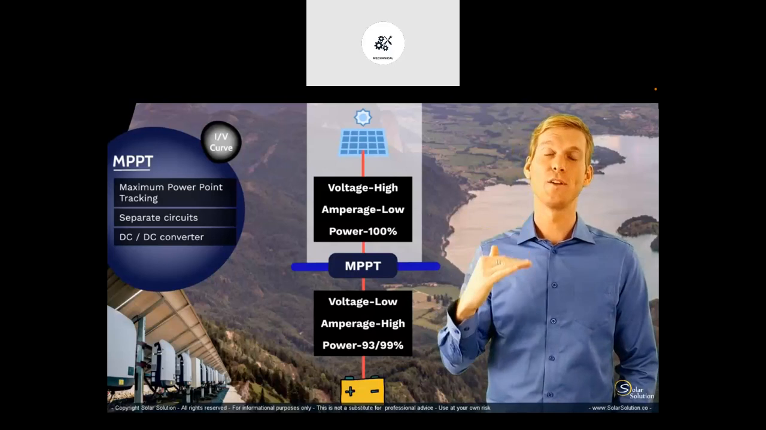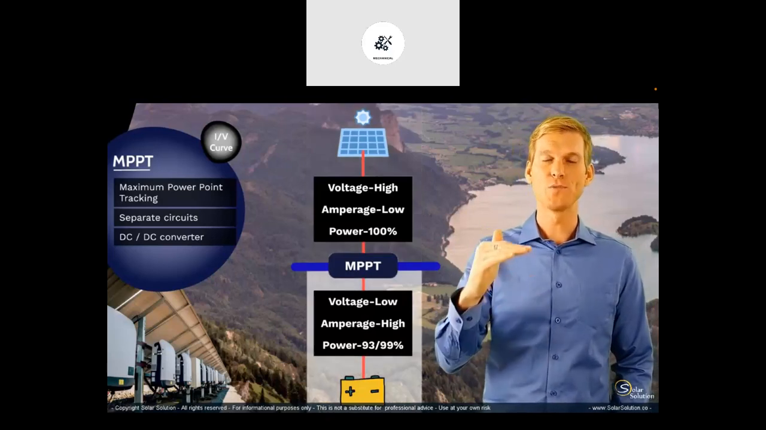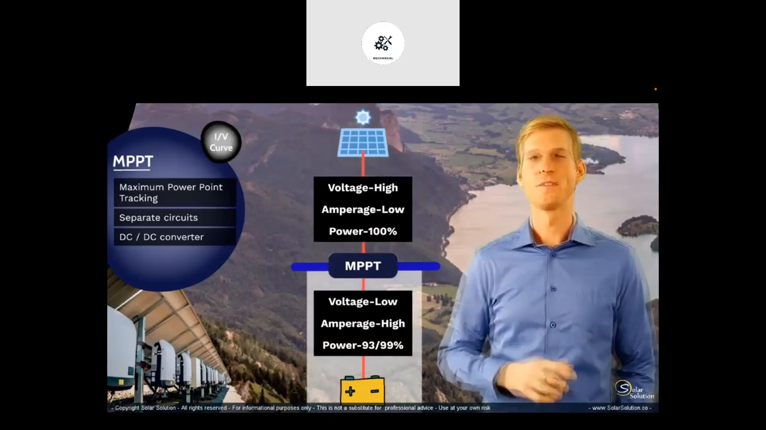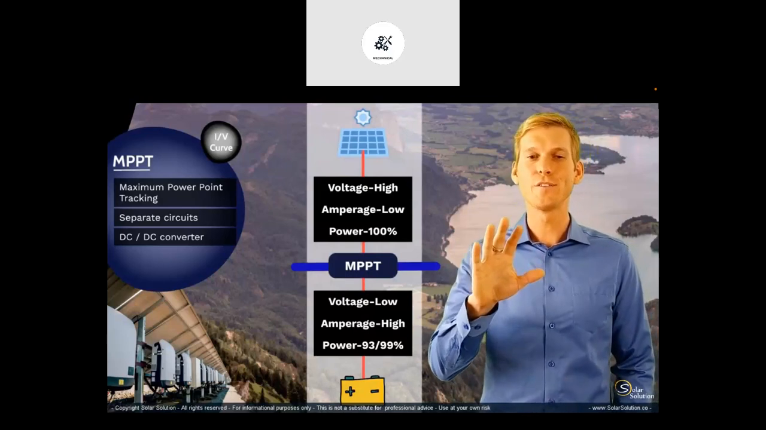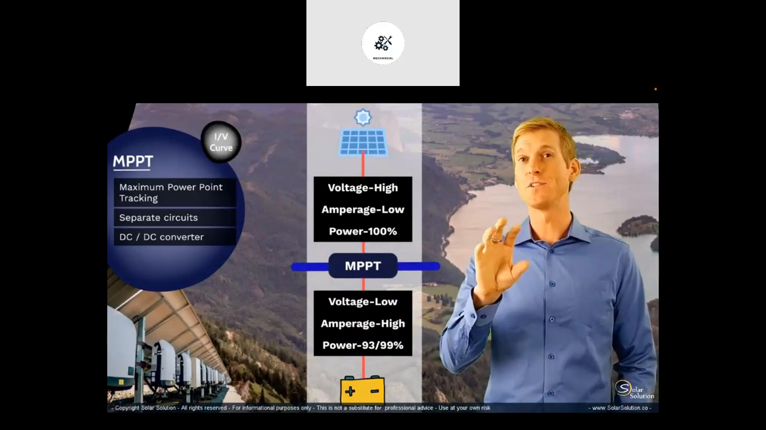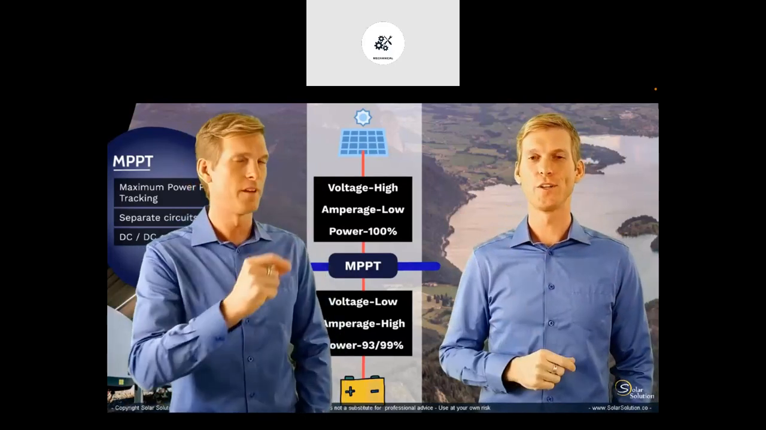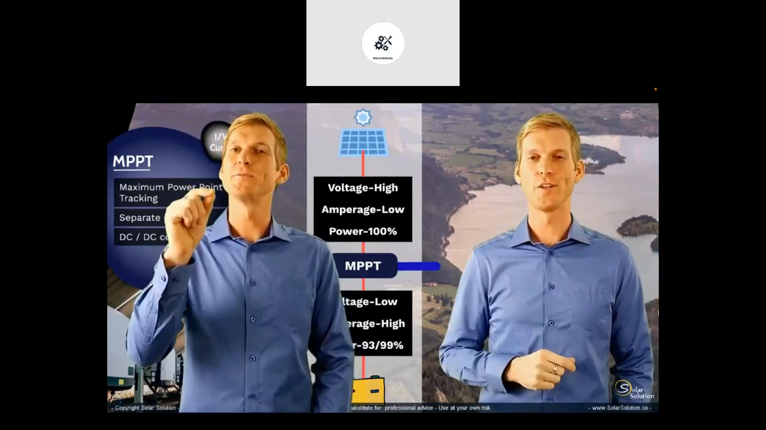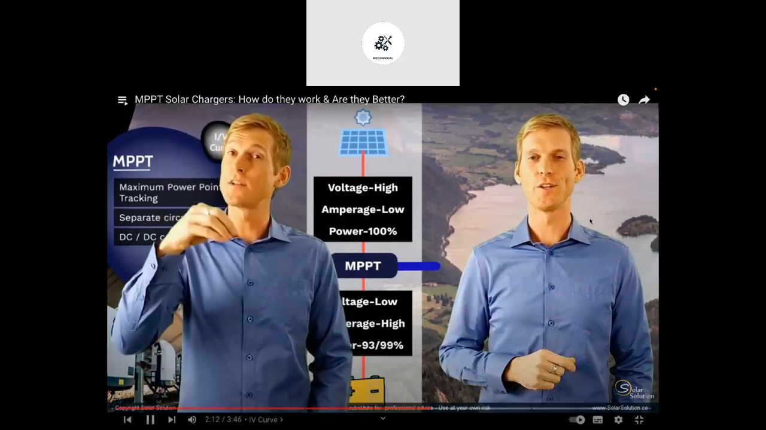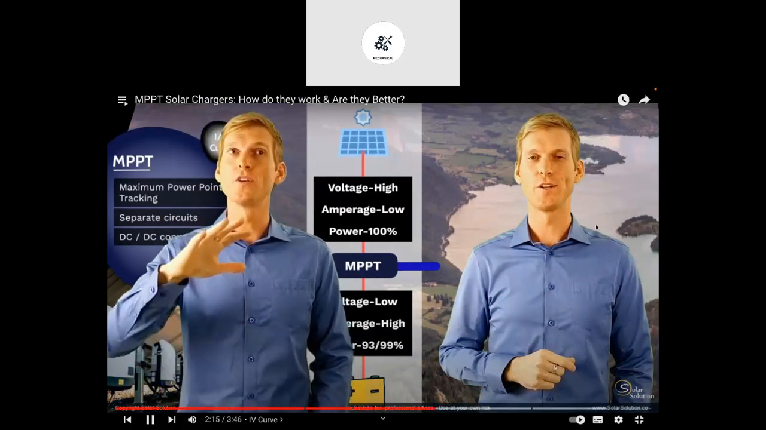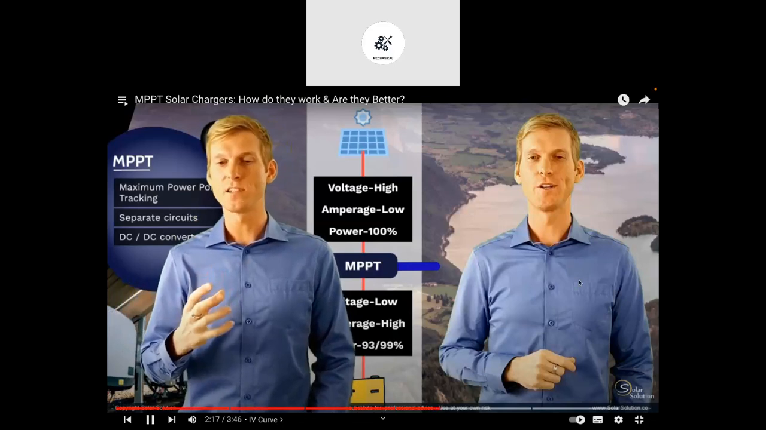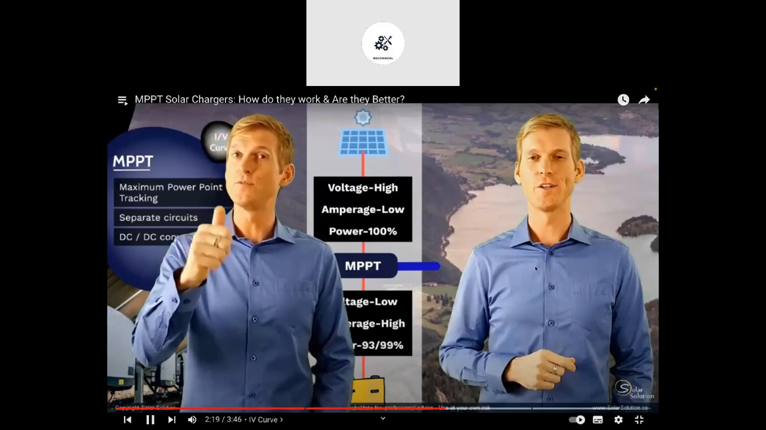So just remember that MPPT charge controllers have two different circuits, one on the side of the solar panel, which most of the times works at a relatively high voltage, and a secondary circuit on the side of your load, on the side of your battery, which works on a much lower voltage. So let's also look at the IV curve and let's see what happens to the voltage and the amperage if you connect a solar panel to an MPPT charge controller.